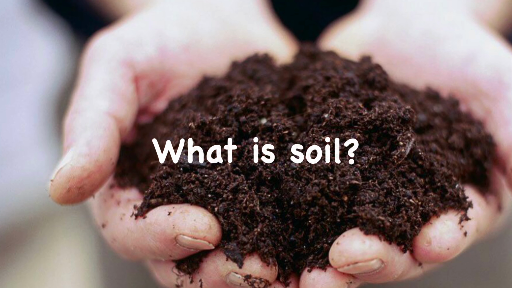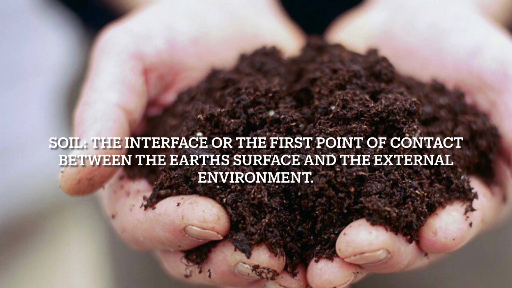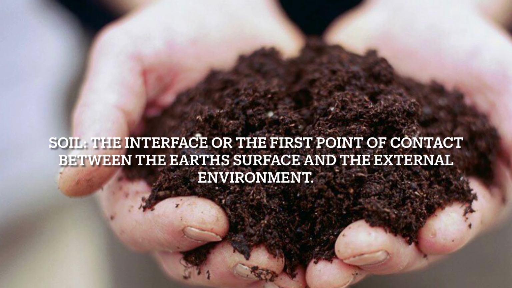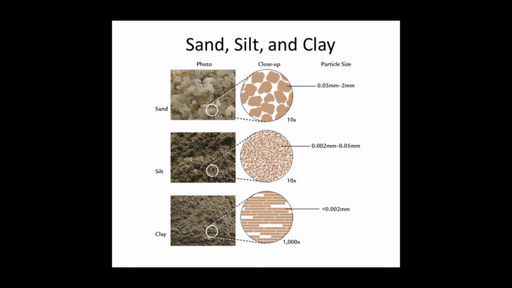So, what is soil? Soil is defined as the interface, or the first point of contact, between the Earth's surface and the external environment. There are 3 types of soil that every person should know about: sand, silt, and clay. With the largest, we have sand.